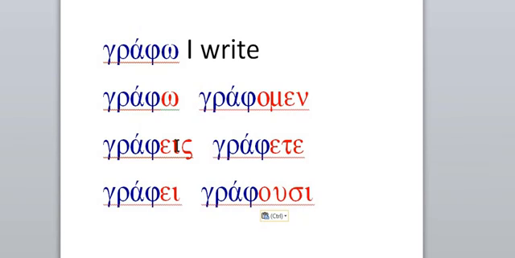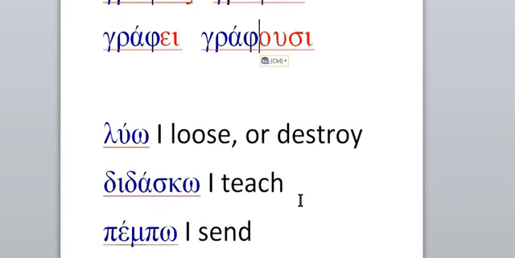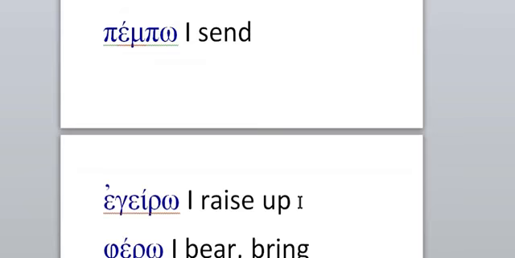You have to write and say, grapho, I write. Graphomen, we write. Graphes, you singular write. Instead of writing singular, you can put just s in brackets. You singular write, you plural write. Instead of plural, you can write just p in the bracket. You plural write, and he writes, she writes, it writes. You can write just he writes. Graphousi.